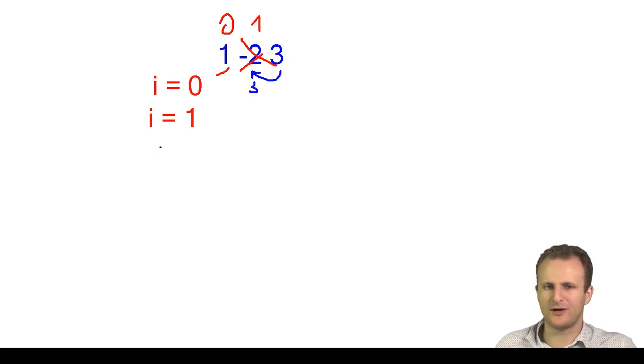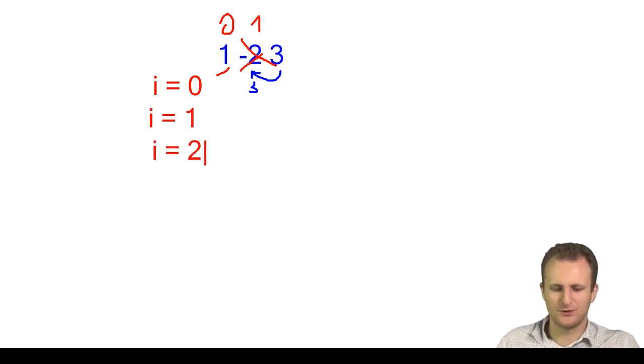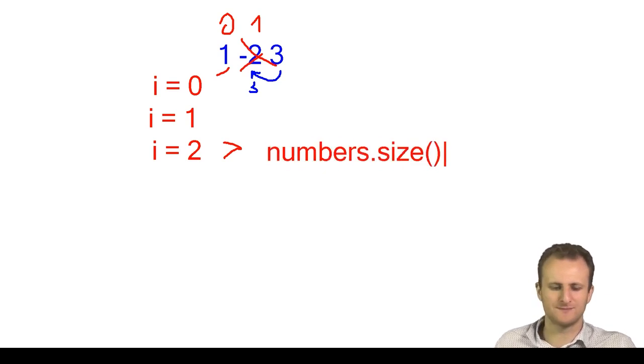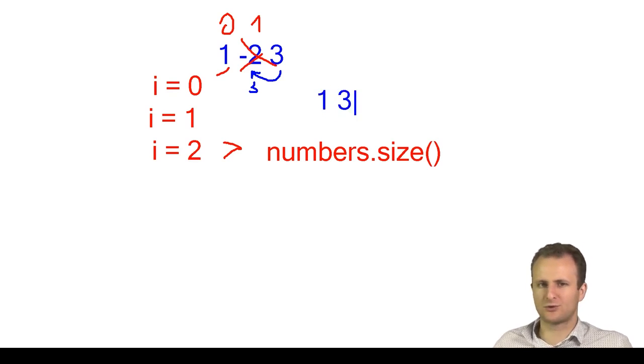And what will I do? I would increase the index by 1. In the current code, that's what I do. I always increase the index by 1. And I'd get the index 2. But since 2 is now not less than the number of items in the list, numbers.size in my code, I will not execute the loop anymore. So I will have in numbers 1 and 3, which seems correct.